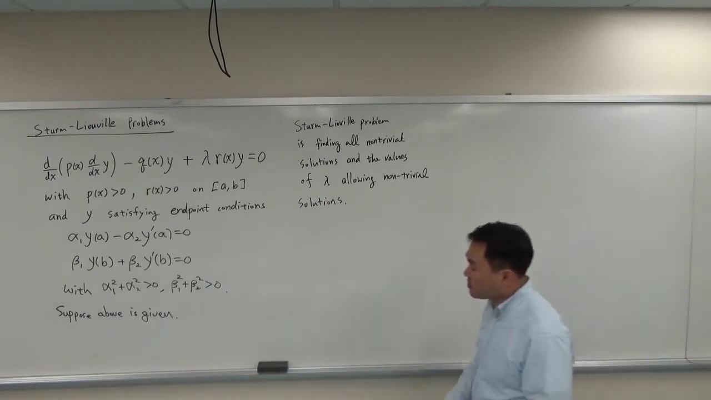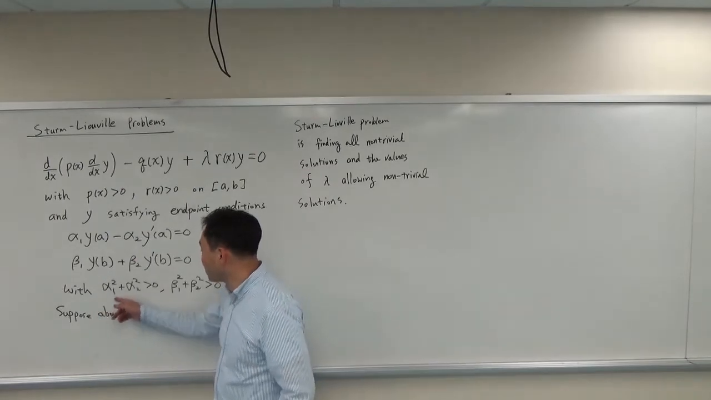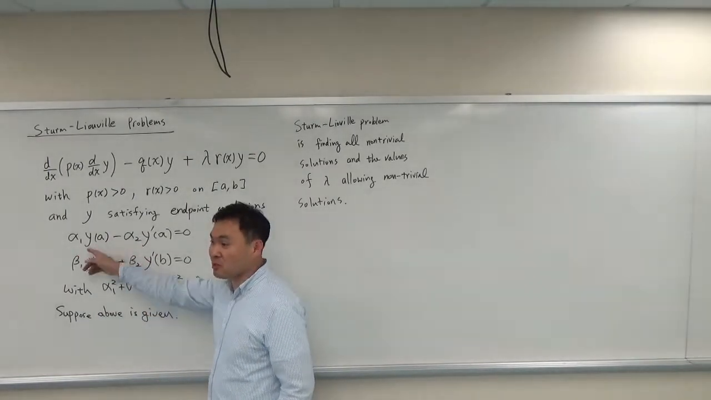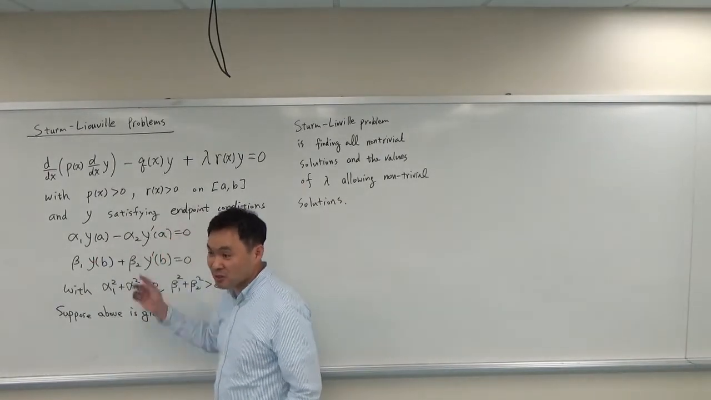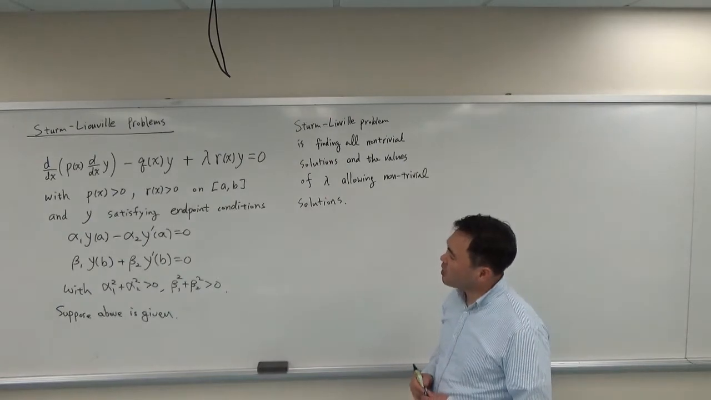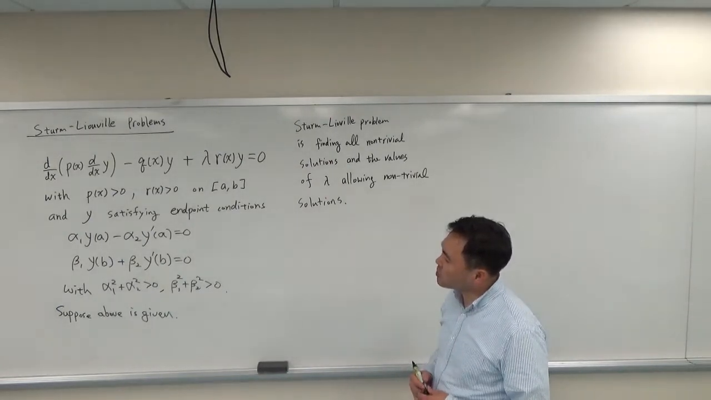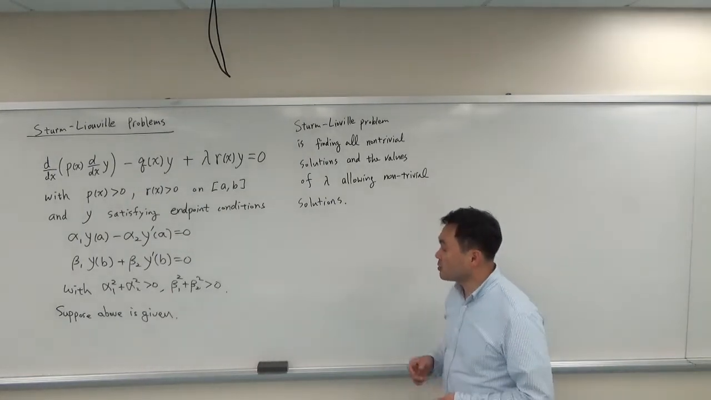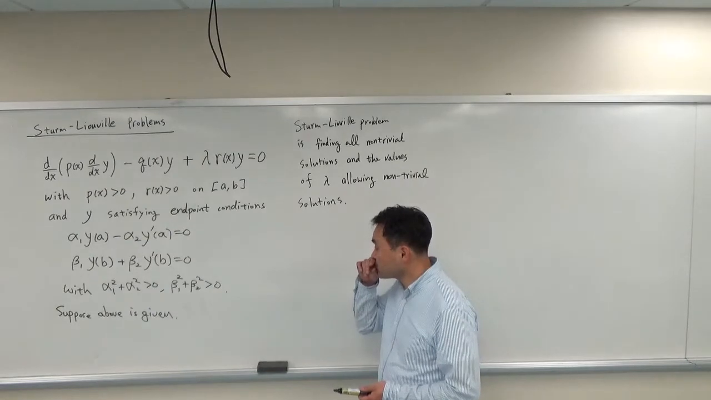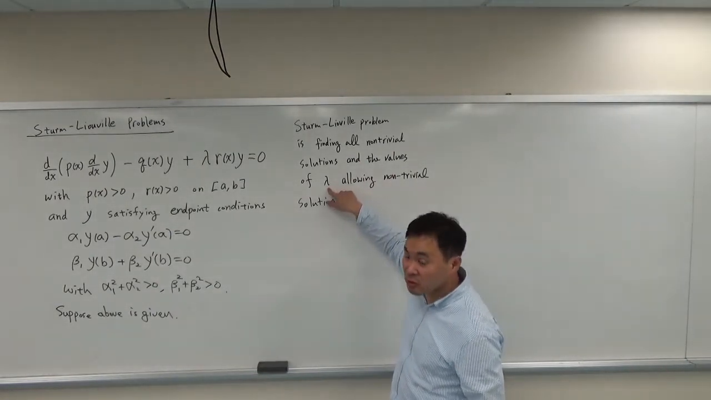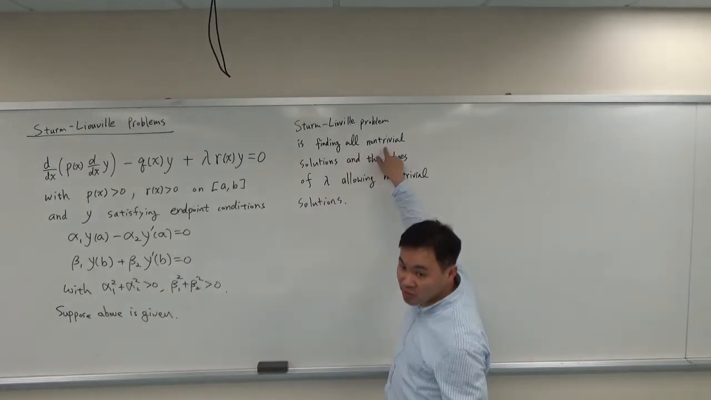Oh, by the way, this is just an easy way to say that at least one of alpha 1 and alpha 2 is non-zero. Because if they're both 0, then you don't have a condition, right? I'm not so sure if alpha 2 has to be positive. Okay. And when we solved it, we called these values of lambda eigenvalues and the non-trivial solutions eigenfunctions.